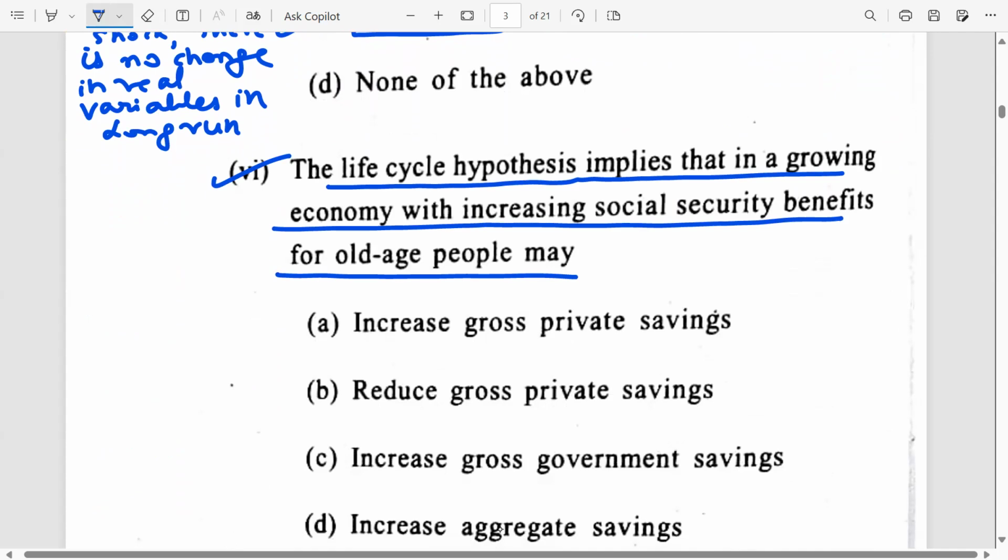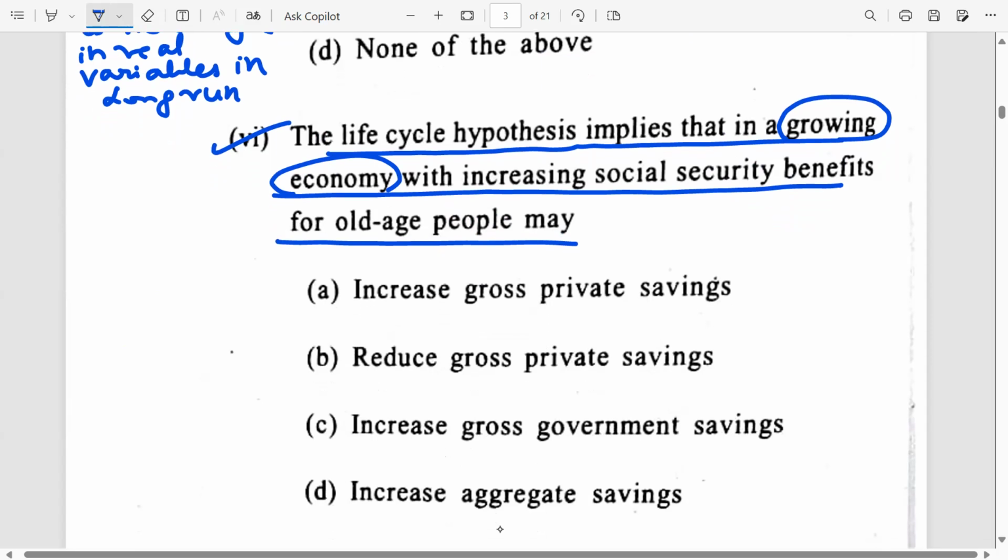Now there are two things, students. First of all, growing economy. When we talk about a growing economy, it might contain more people in their young age. Young age would mean that they would increase savings. So savings might increase. My aggregate savings might increase, I can say. Why can I say that the aggregate savings will increase? Because a growing economy contains more younger people, who would like to save more.